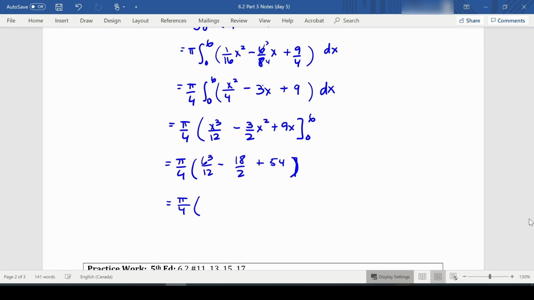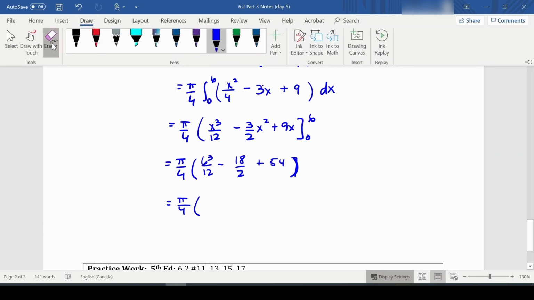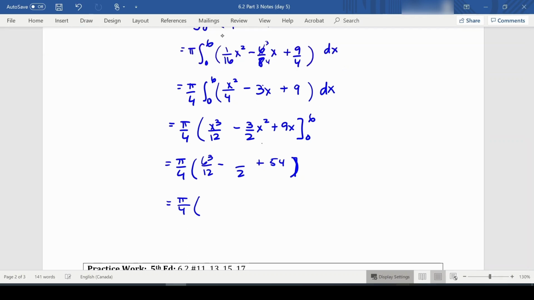Sorry, I'm missing a squared here. Missing my squared. That gives me 3 times 36. Sorry. So it gives us 18 minus 54 plus 54, or 18 pi over 4, which gives us 9 pi over 2. Sorry, fix that one. Your x squared there.